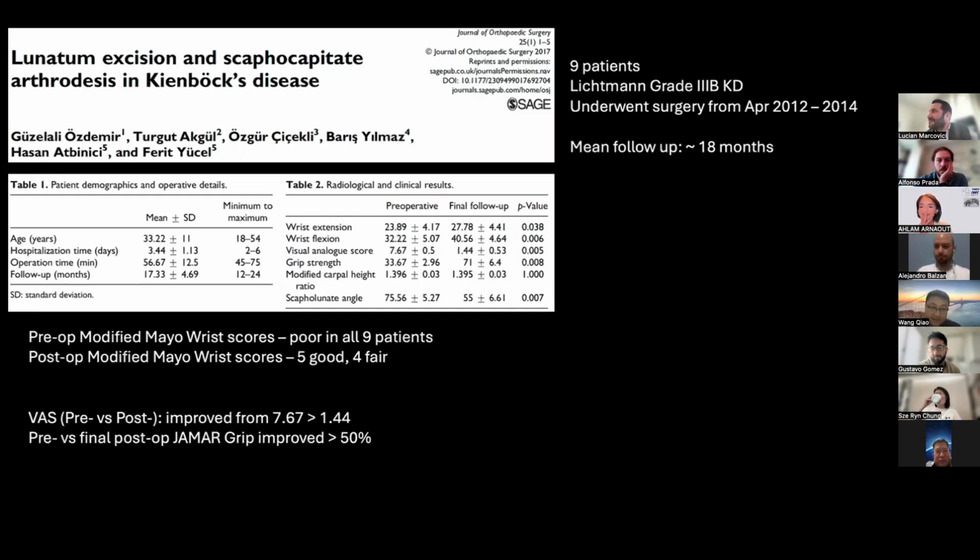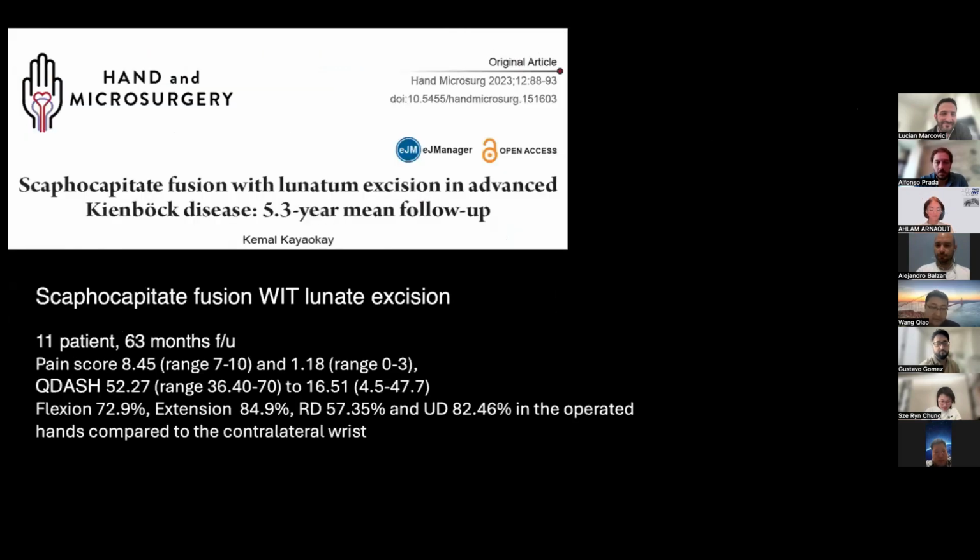First of all, this is a case of a similar treatment with lunate excision and scaphocapitate arthrodesis for late-stage Kienbock disease. They reported strength improved, pain improved, functional-wise, the patient is quite functional and happy. Then we also have another paper. They show 11 patients with quite long-term follow-ups with similar treatment, lunate excision and scaphocapitate fusion. Shows improved functional status, improved pain quite significantly from 8 to 1, and range only 0 to 3, which is quite impressive, and quite functional range of motion.